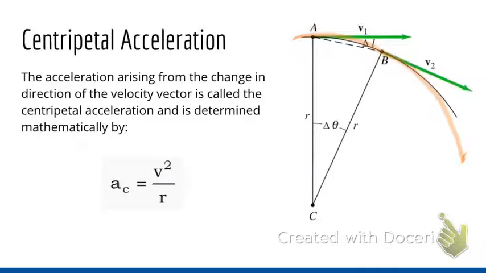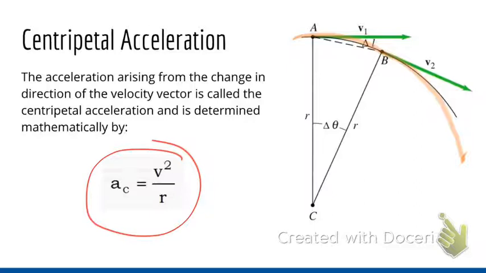If you change your velocity over a period of time, that's the definition of acceleration. So the equation that you end up with is this. Centripetal acceleration is equal to v squared, the velocity squared, divided by the radius of the circle that the turn is happening in.